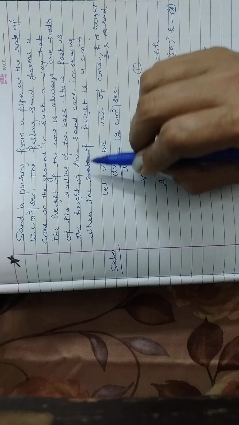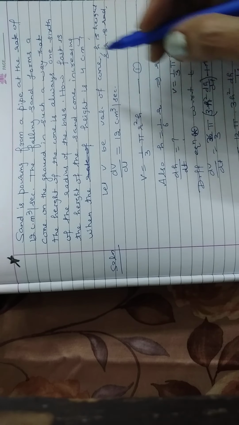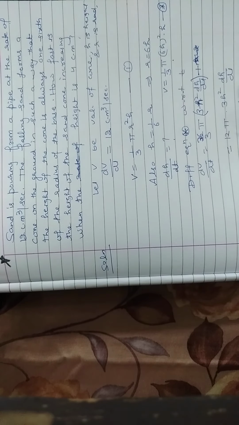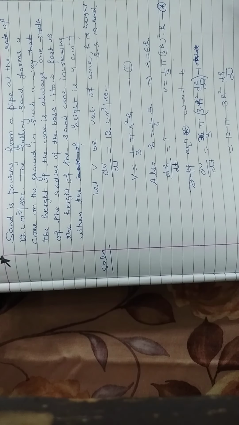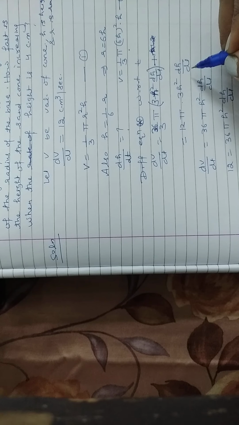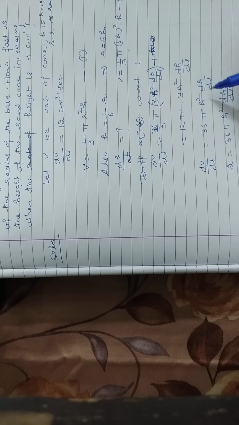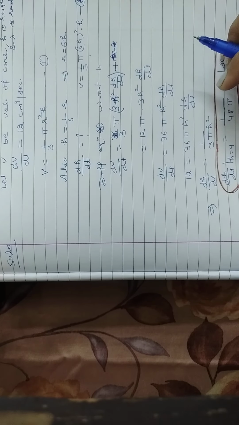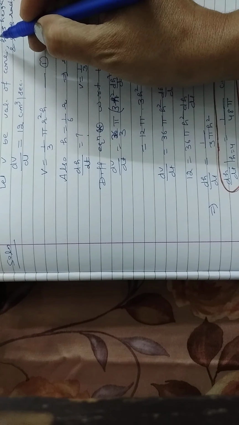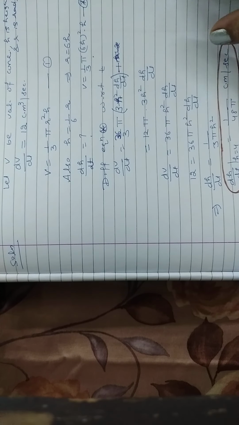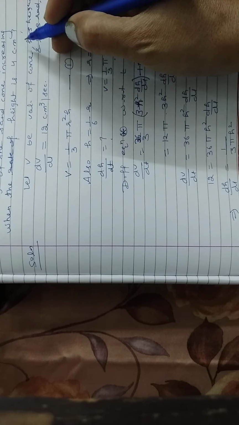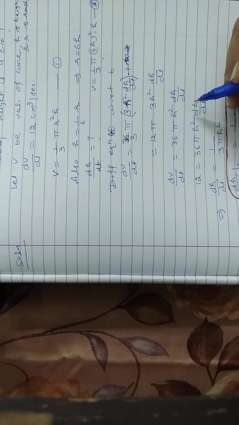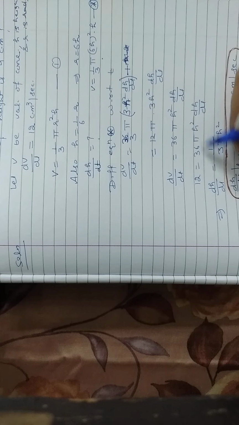It is asked how fast the height of the sand is increasing. So we have to find dh by dt. So differentiating this equation star with respect to t, we will get 12 pi 3h square dh by dt. Clear? So it will be 36 pi h square dh by dt, and finally h is given to you 4 centimeter, this height is 4. So we will put the value of h and dV by dt in this equation.